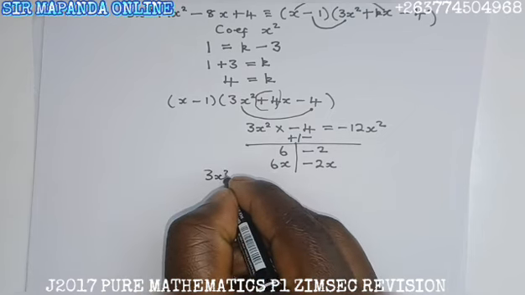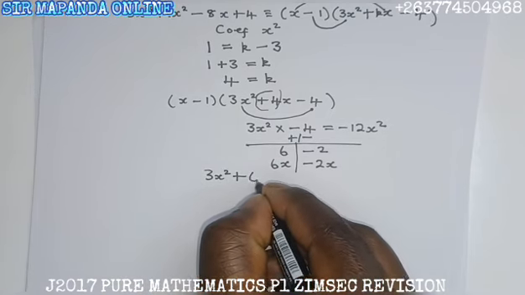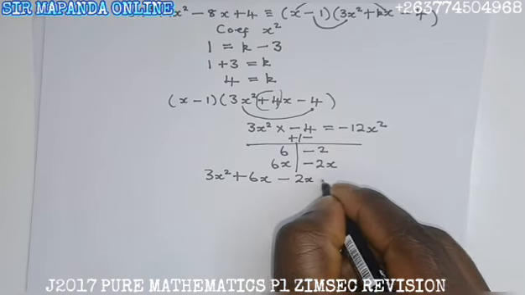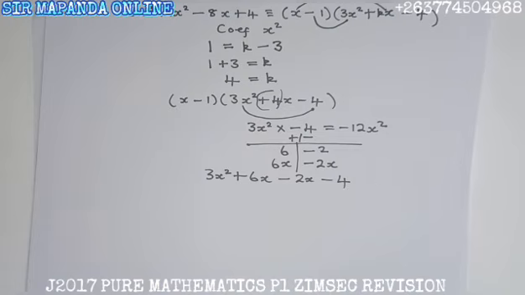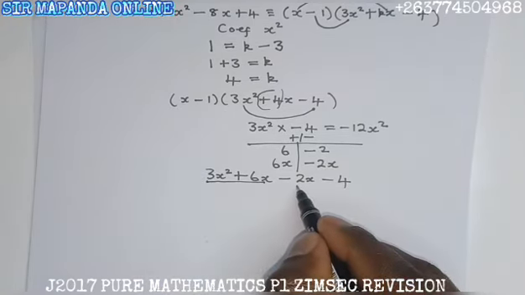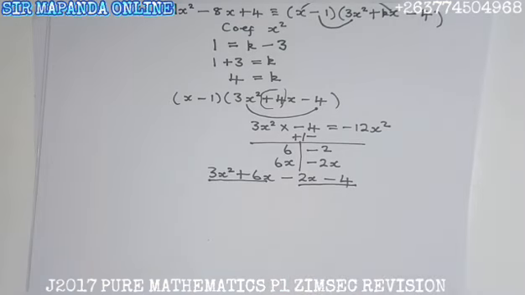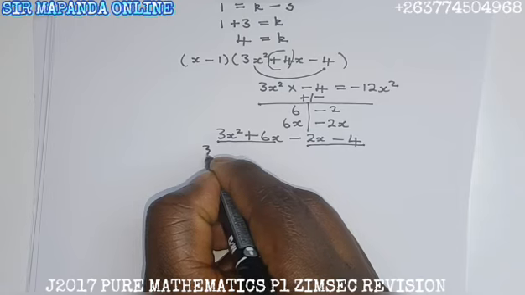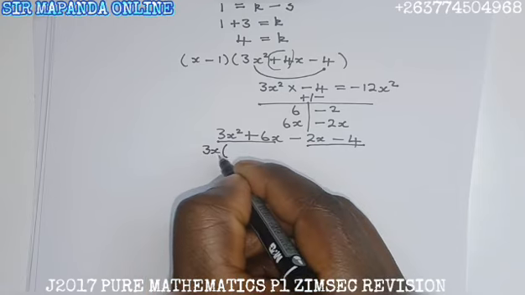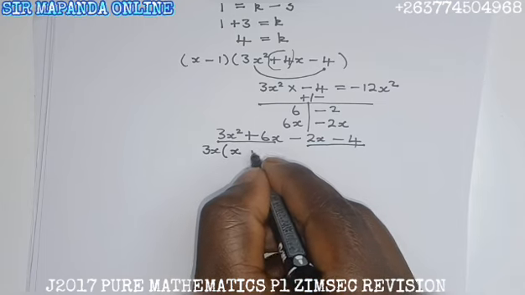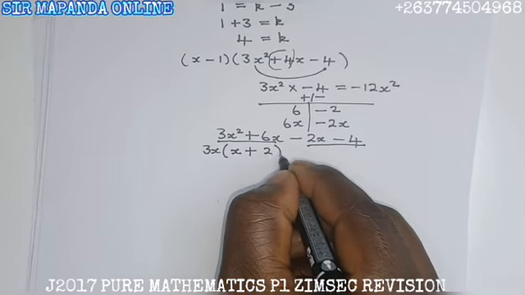So replacing 4x with the factors, you get 3x squared plus 6x minus 2x minus 4. Then you factorize the first 2 terms on their own and the last 2 terms on their own. Factorizing the first 2 terms, you can clearly notice that the highest common factor is 3x. 3x into 3x squared, you get x. 3x into 6x, it gives you 2.